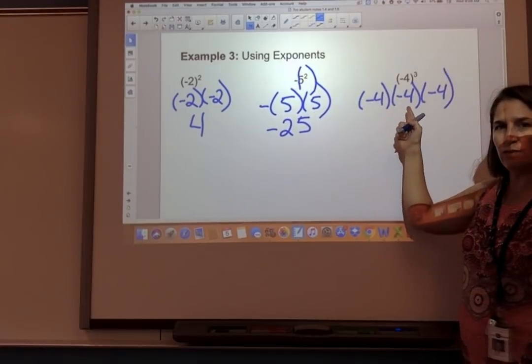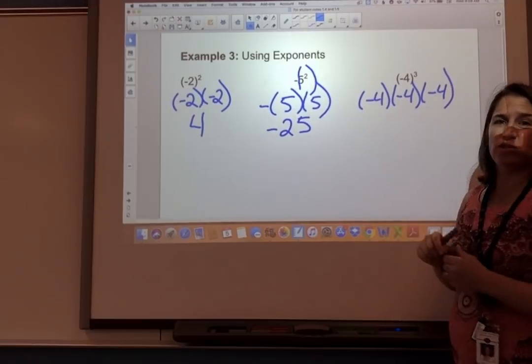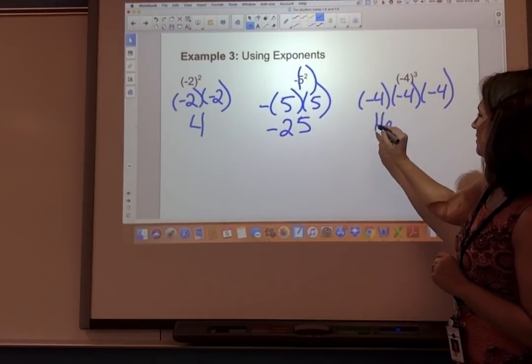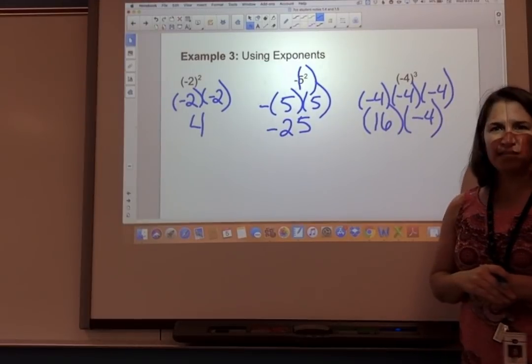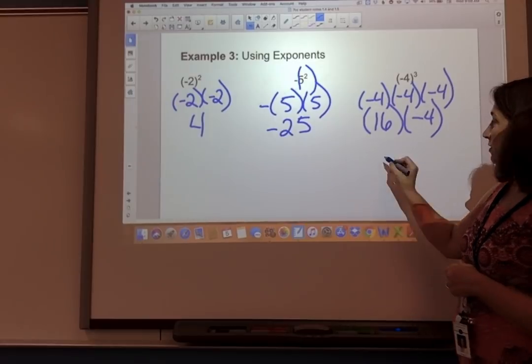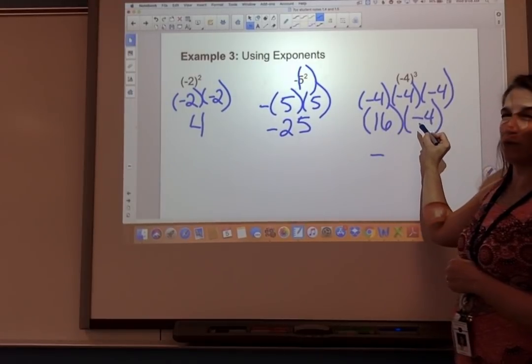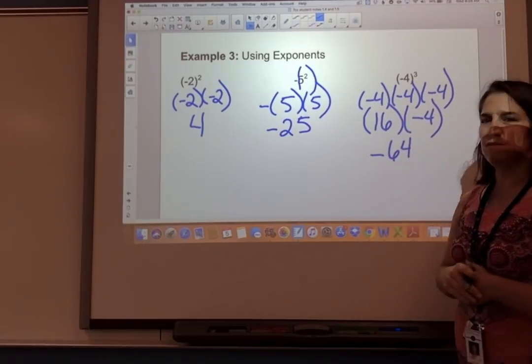Okay, so I have -4 times -4 times -4. Let's start with the first two integers. -4 times -4 is positive 16. And positive 16 times -4 is going to result in a negative. And let's think here, 10 times 4 is 40, 6 times 4 is 24, so that would be -64.